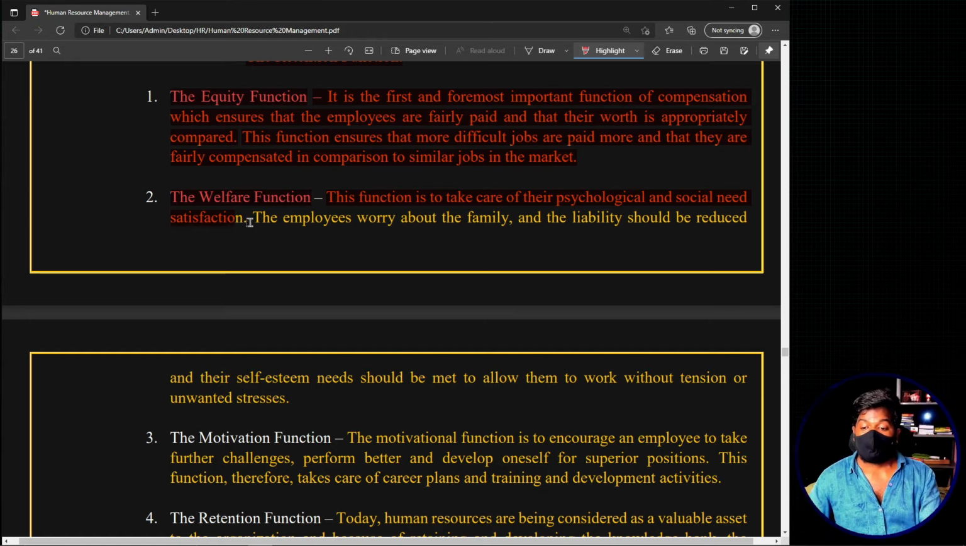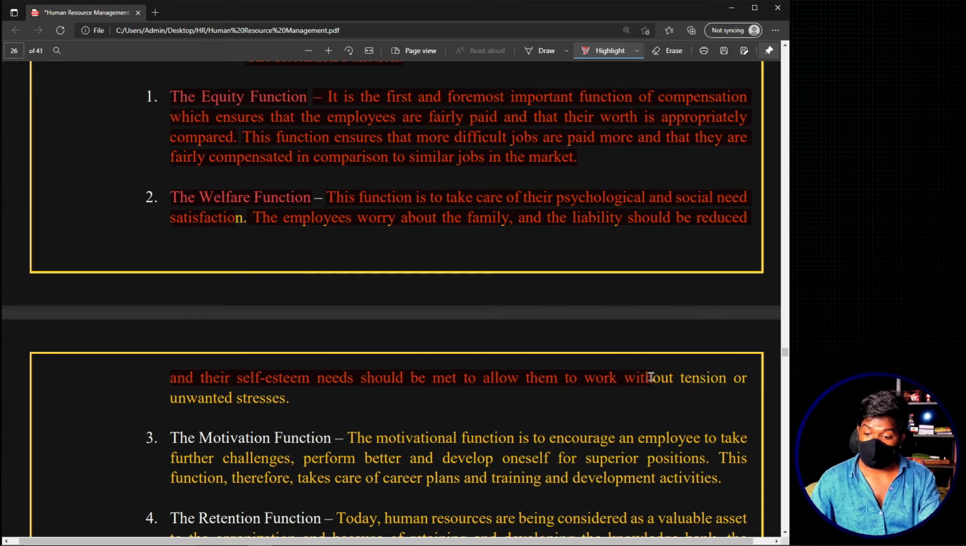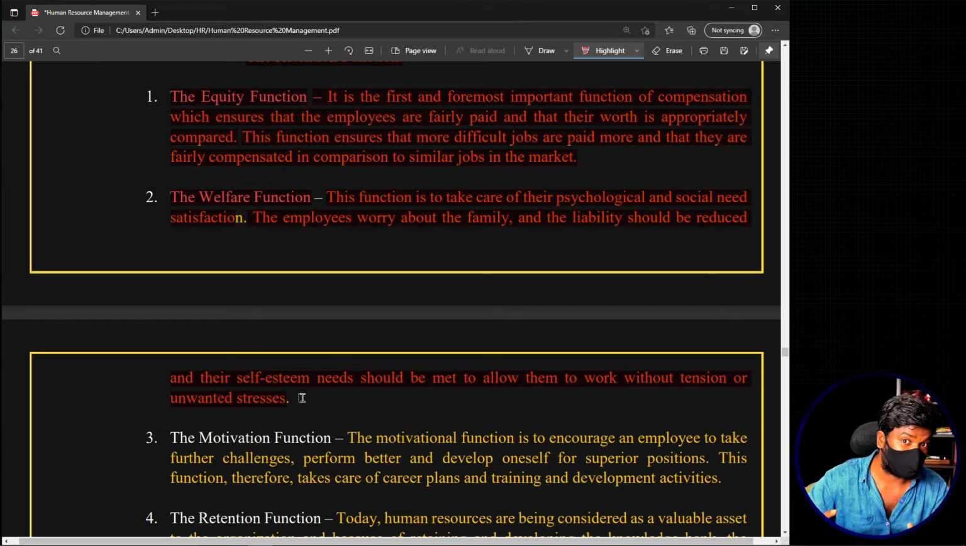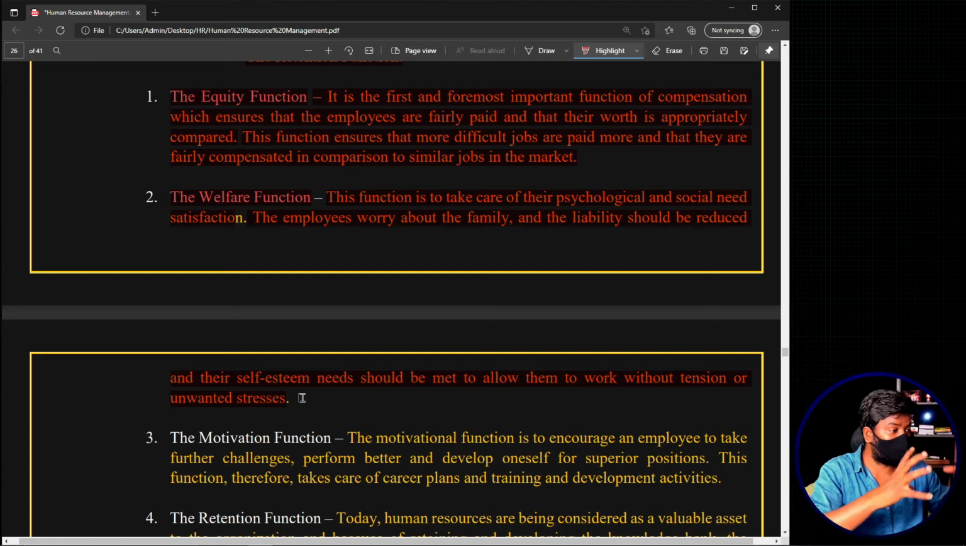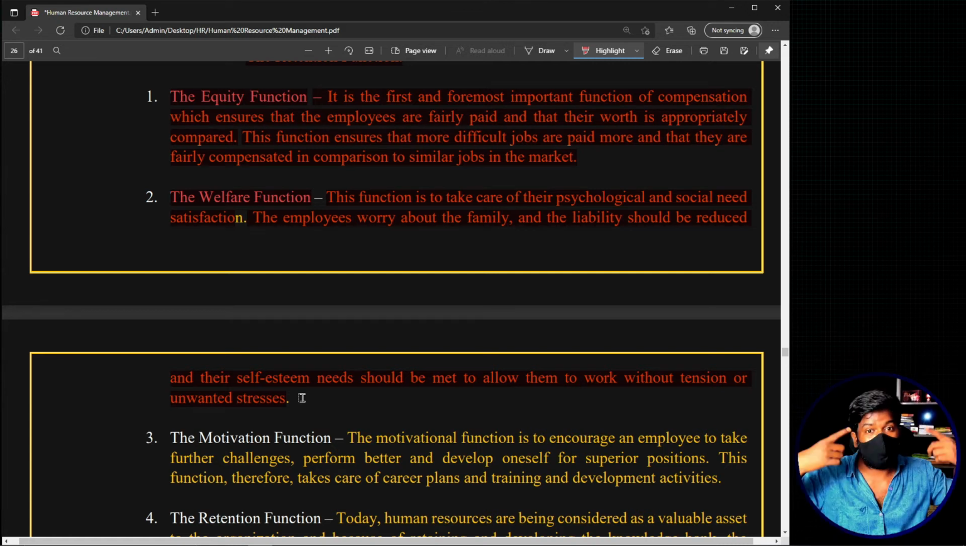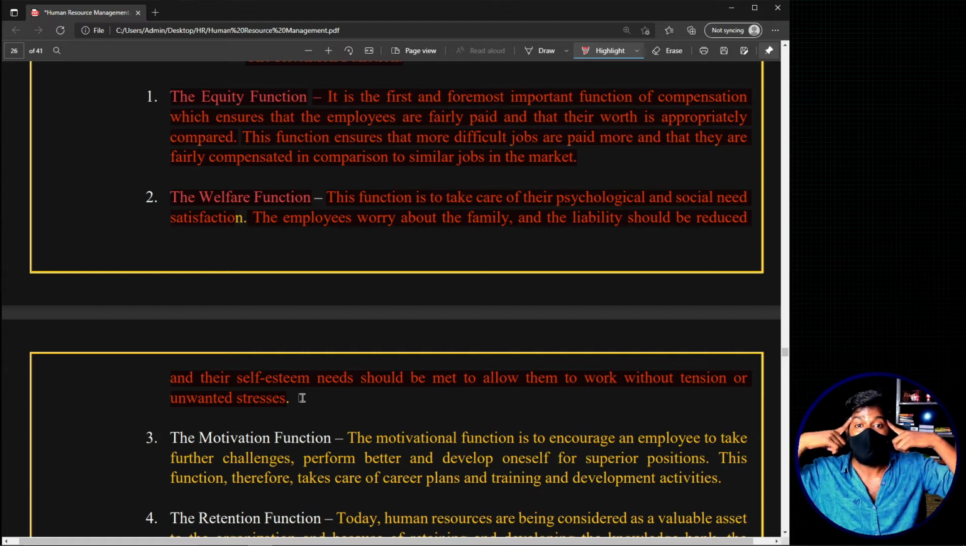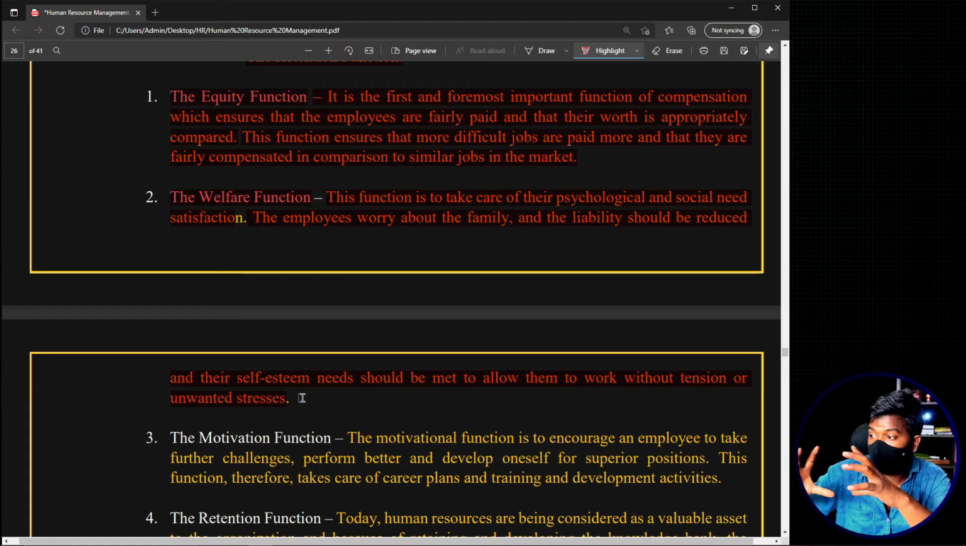Now the employees worry about the family, and the liability should be reduced, and their self-esteem needs should be met to allow them to work without tension or unwanted stress. So another function of this entire compensation management is the welfare function, where we concentrate on the welfare of the human resource in the organization, which in turn will have an impact on their contribution or performance, because each and every employee in an organization will have a certain part of their mind involved in thoughts about welfare, their future, their family, and all these things.